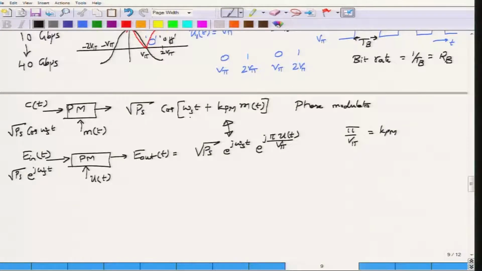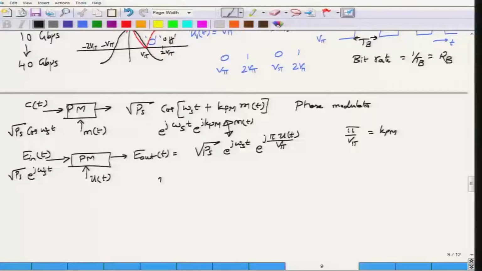One of course written in terms of cos omega st, but all that you are saying here is nothing but the complex representation would be e to the power j omega st e to the power j kpm m of t, right. If you identify u of t with m of t, kpm with pi by v pi, then your phase modulator has exactly the same functional relationship as a phase modulator that you would have studied from your earlier courses. So, you expect phase modulator to perform its job by changing the phase of the carrier, and that is precisely what this optical phase modulator is doing.